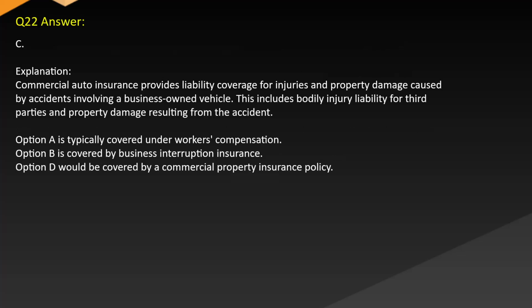Answer C. Explanation. Commercial auto insurance provides liability coverage for injuries and property damage caused by accidents involving a business-owned vehicle. This includes bodily injury liability for third parties and property damage resulting from the accident. Option A is typically covered under workers' compensation. Option B is covered by business interruption insurance. Option D would be covered by a commercial property insurance policy.